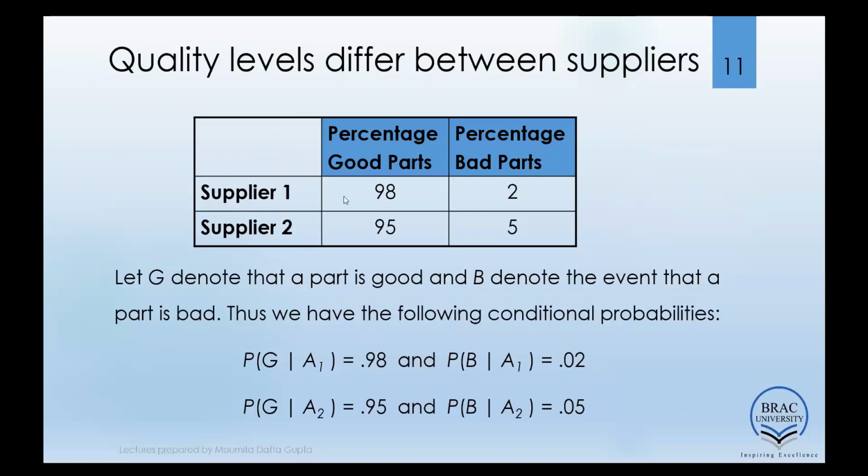This table is giving us the information about the quality level difference between suppliers. Let G denote that a part is good and B denote the event that a part is bad. Thus, we have the following conditional probabilities. The conditional probability that a part is good given that it has come from supplier 1 is equal to 0.98, and the probability that a part is bad given that it has come from supplier 1 is equal to 0.02. For supplier 2, we also have these two conditional probabilities.